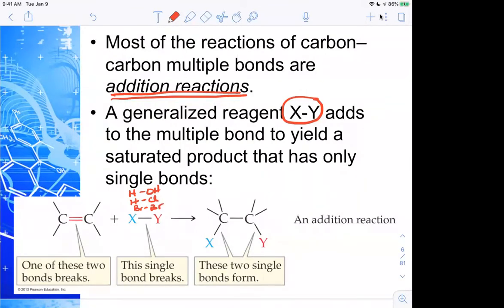One of these two bonds breaks, it's the pi bond, that's reactive. And then this single bond breaks, and then I have these new bonds that are going to form in that product. And basically I added X and I added Y to the two carbons of the double bond, which is this addition reaction.